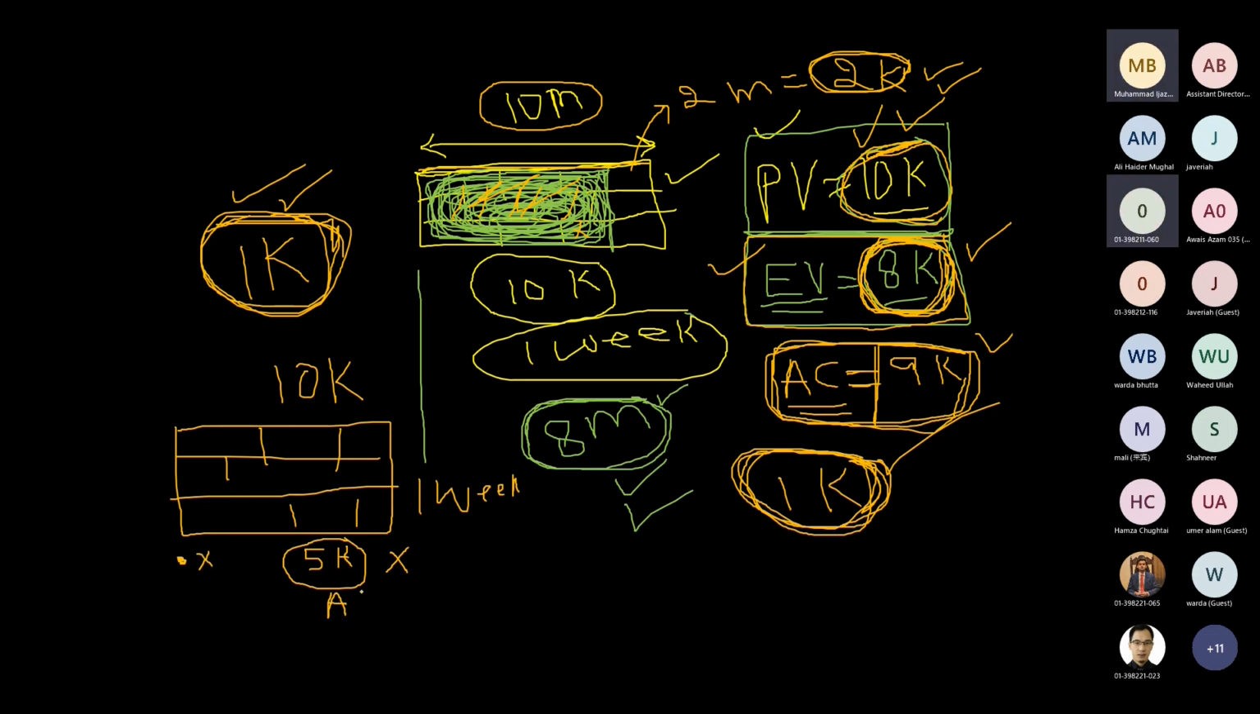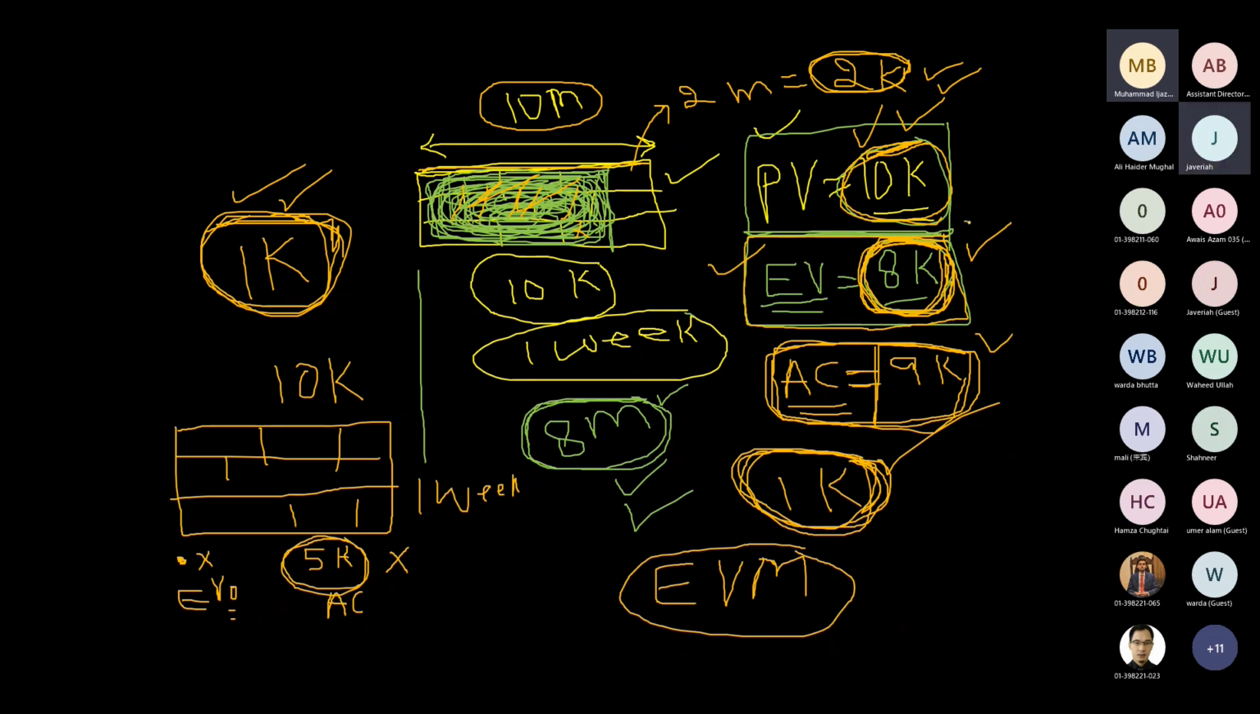My earned value is zero. I've done nothing, but I've spent on recreation only, right? So this is the concept of actual cost, earned value, and planned value. According to the earned value management system, we take into consideration the amount of work that we have completed. This is earned value. We compare everything with the earned value. I'll teach you how we compare it.